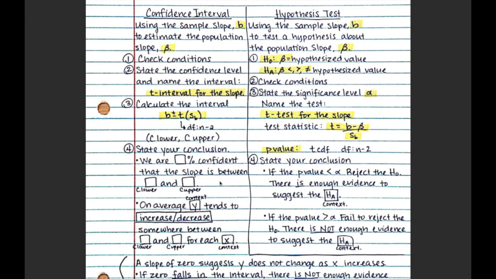Let's talk about the hypothesis test. So you're going to use the slope you got from your sample to test a hypothesis about the population slope. To start, you've got to write your hypotheses: your null hypothesis that your population slope equals some value, and the alternative that it's less than, greater than, or not equal to that value.